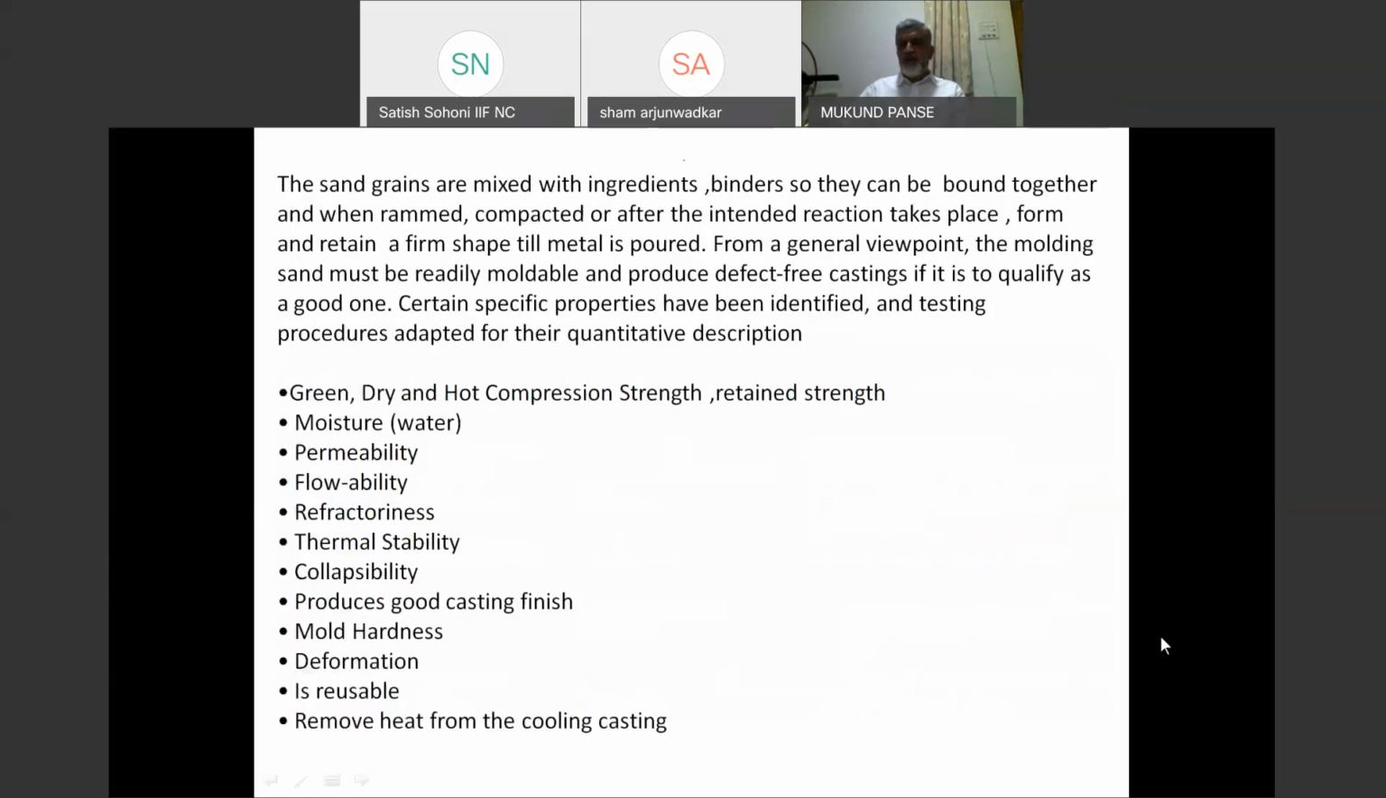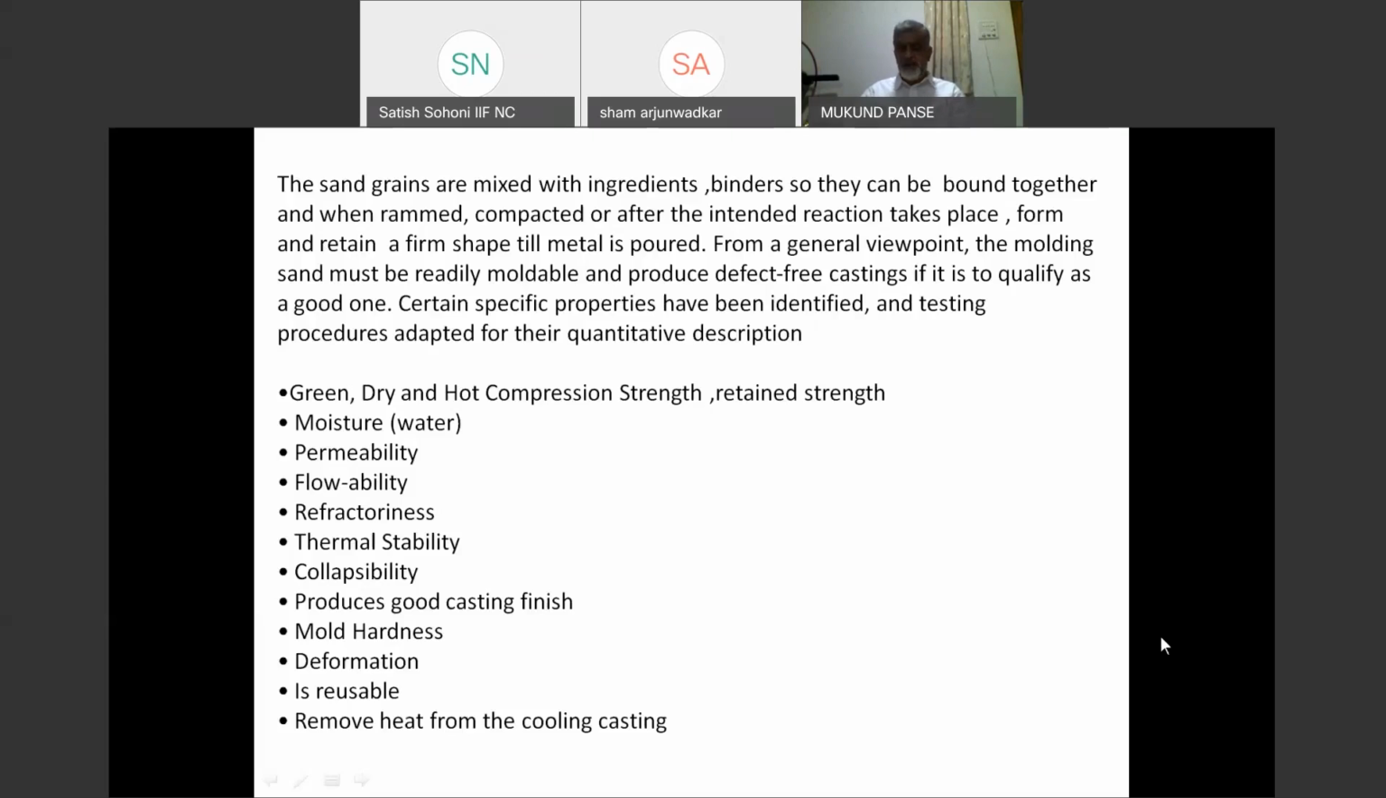From the sand grains, you make a sand mixture with which you make a mold. The grains are mixed with ingredients, binders, so that they can be bound together when rammed, compacted or heated. And the formed mold should retain its shape. From a general viewpoint, the sand should be readily moldable and produce defect-free castings if it is used. Certain specific properties have been identified: green, dry, hot compression and retained strength of a sand mixture.